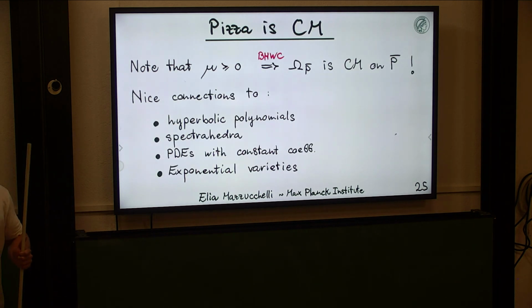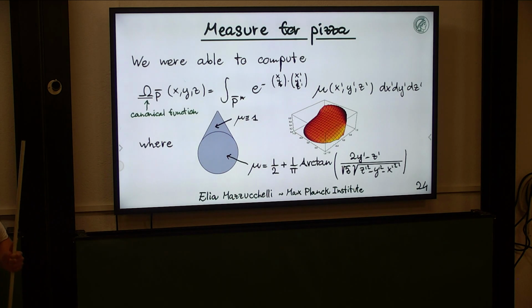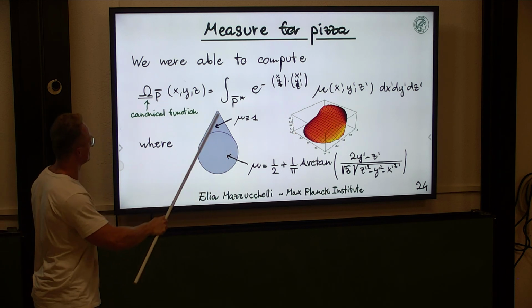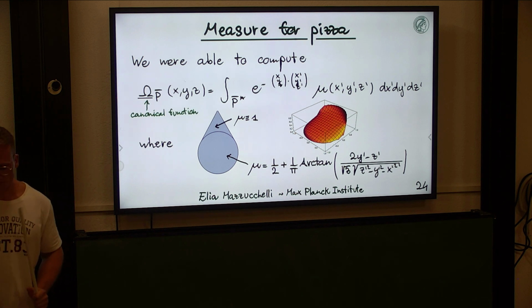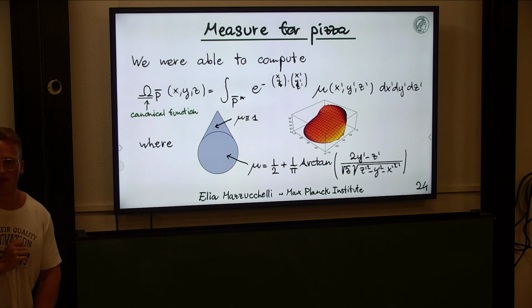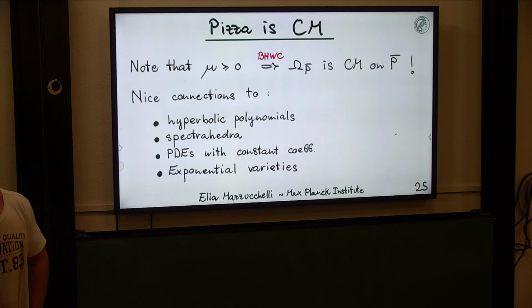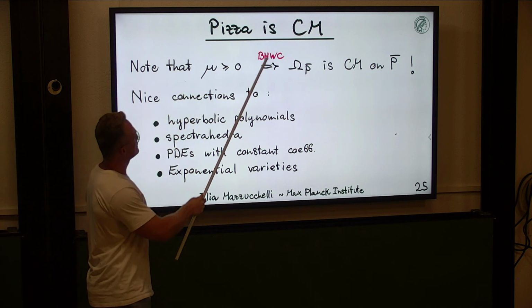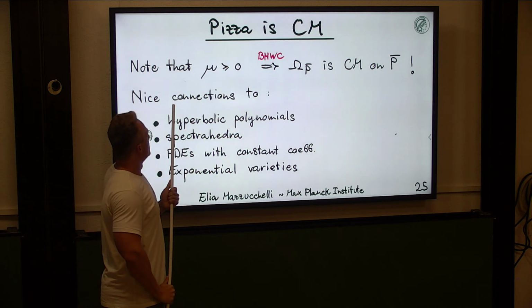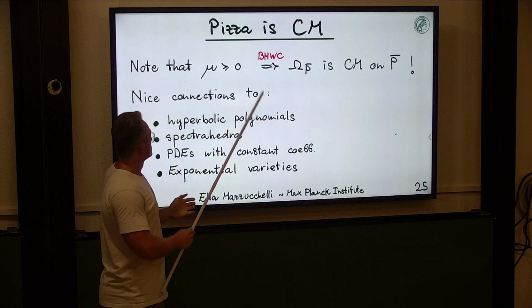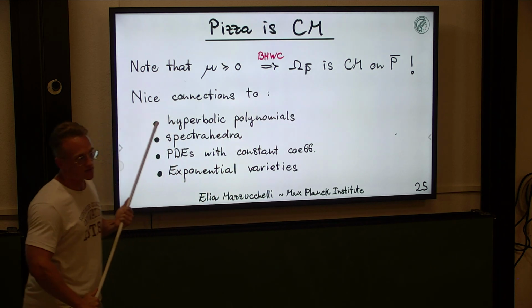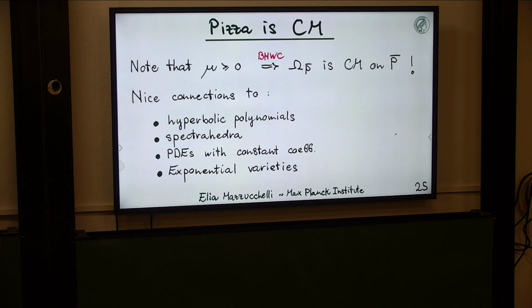So the boundary is kind of discontinuous? The boundary, 0 and then jumps to 1. Yes. But in the interior, it's perfectly smooth. And so the fact that it is non-negative, by the Bernstein-Hausdorff-Widder-Choquet theorem, tells us that the canonical function of the pizza slice is completely monotone on the cone over the pizza slice.